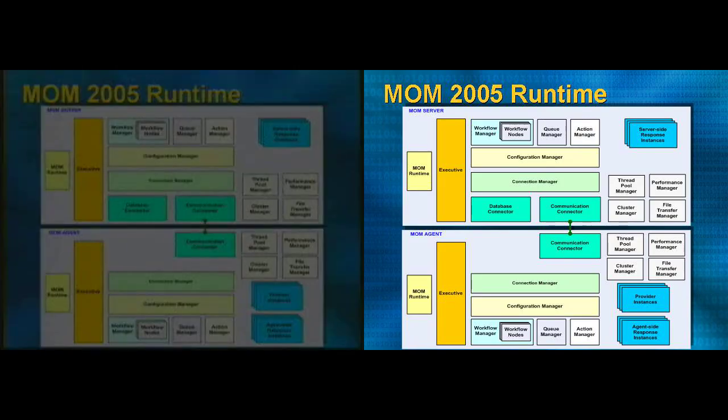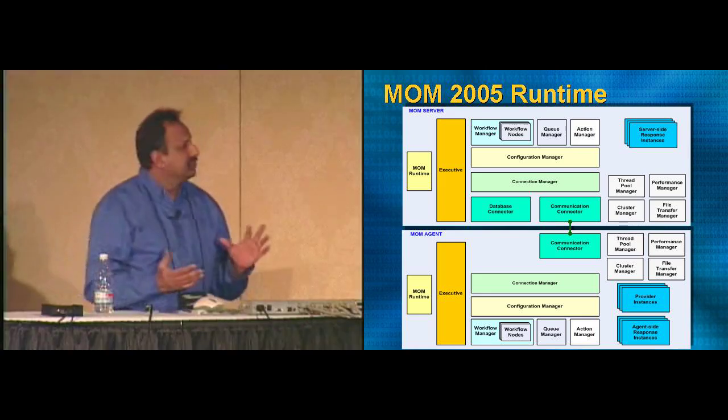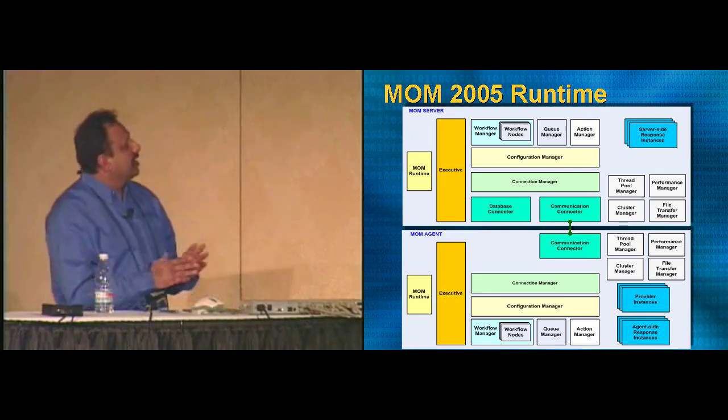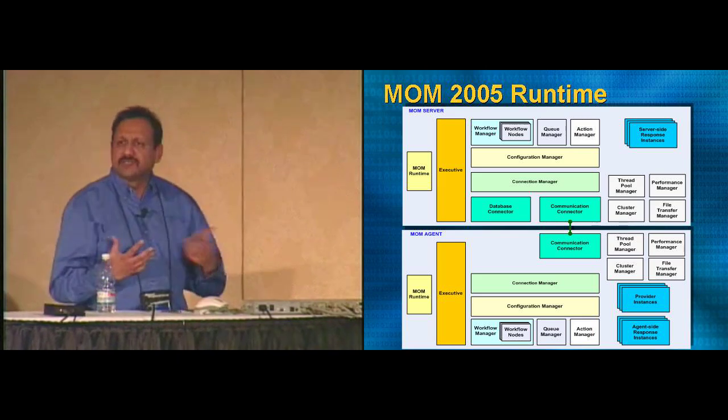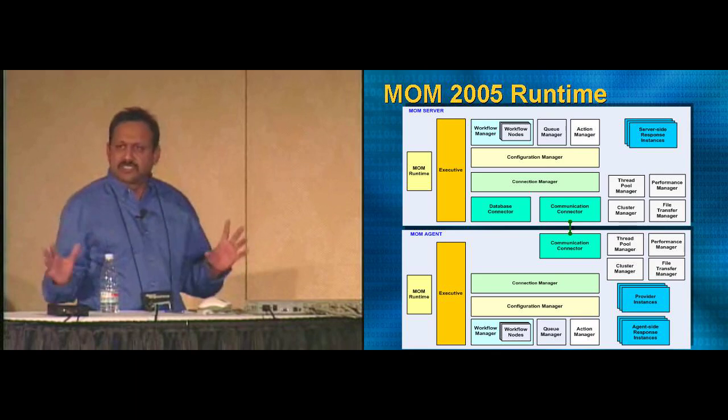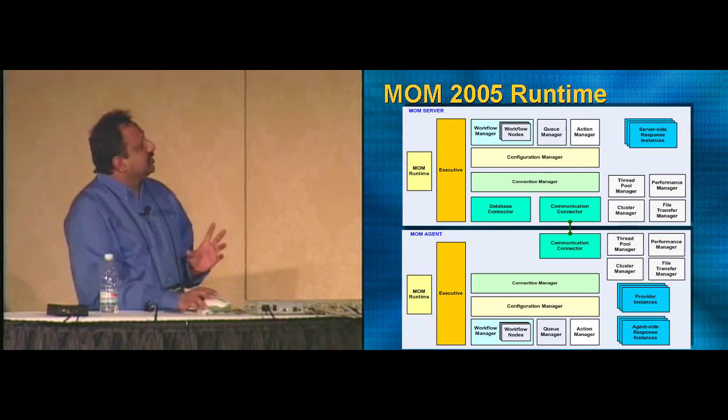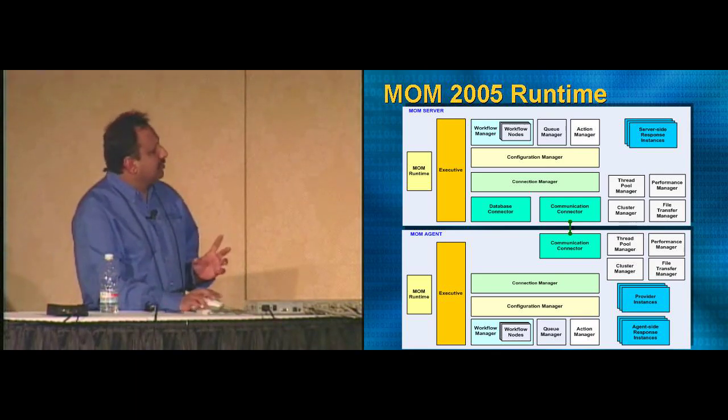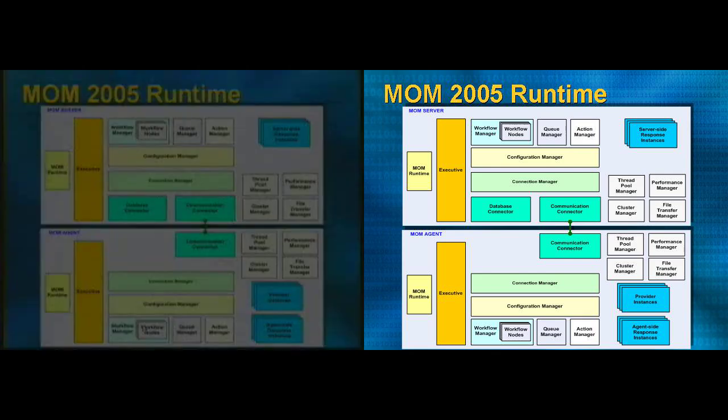This may be too deep a view, but this is how our runtime looks. The runtime on the server and the runtime on the agent look very, very similar. The key thing I want to bring out here is the yellow box, which is the executive. It manages the lifetime of all the other boxes in there. The other key item here is the workflow manager and workflow nodes, which we just looked at.